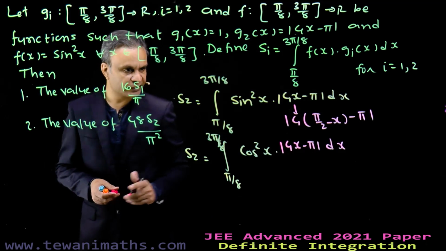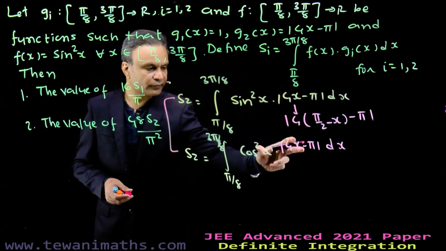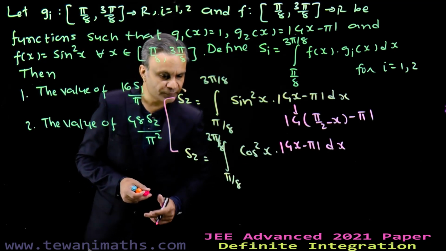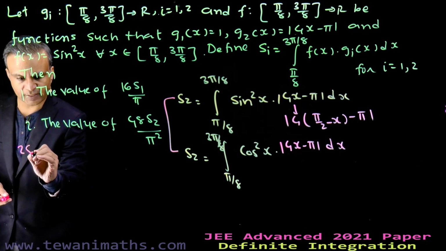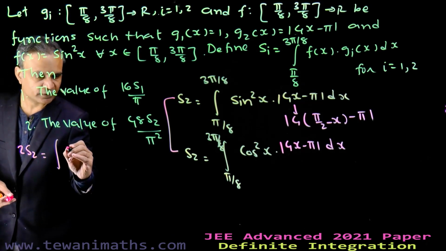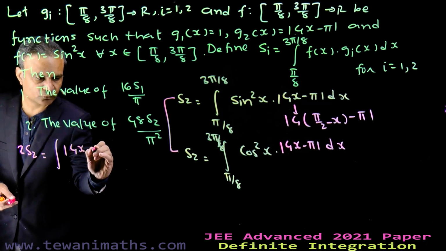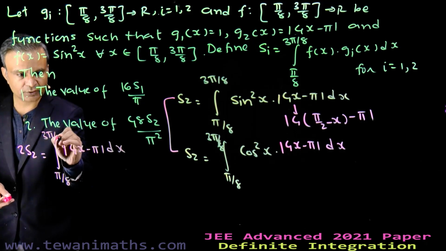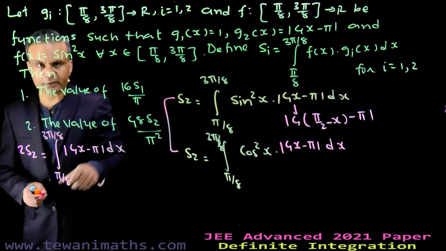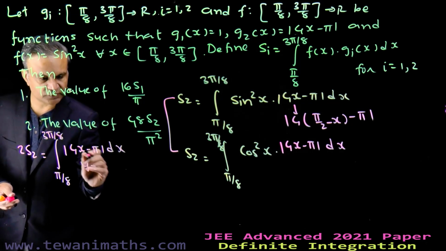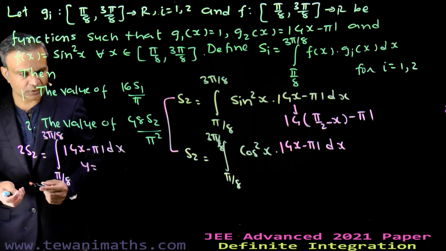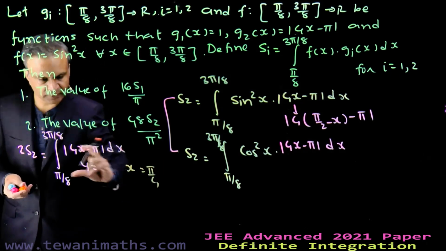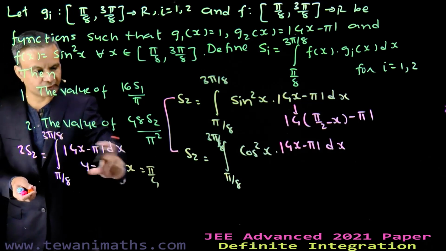Now what is the advantage? When we add this, the integrand function becomes modulus of 4x minus pi, because sine square x plus cos square x is equal to 1. So we have 2 S2 is equal to the integrand function modulus of 4x minus pi, lower limit is pi by 8 and upper limit is 3 pi by 8. Now we can find this value. For that we draw the graph of y is equal to modulus of 4x minus pi. Now this becomes 0 at x is equal to pi by 4, which is the mean of these two values.